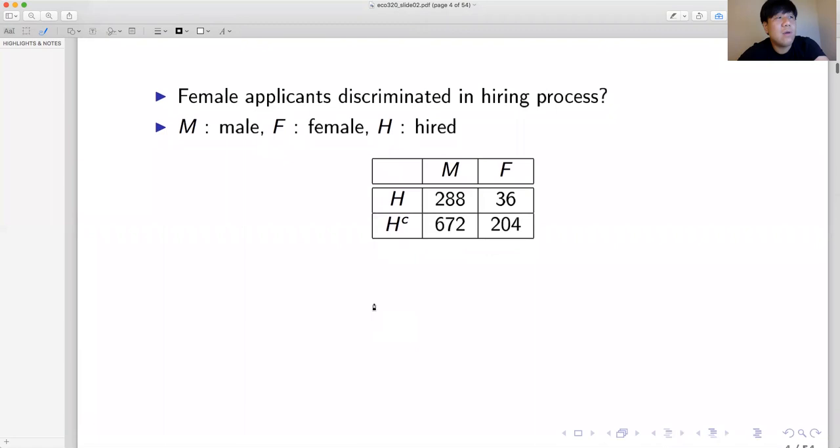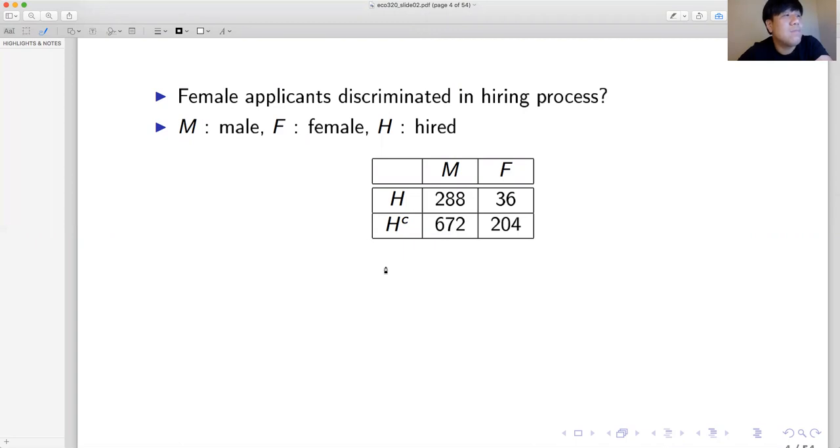So how did we convert to probability? Let's first add all the numbers and figure out how many observations we have. The summation of this is what? I think the total number would be 1200 or something.